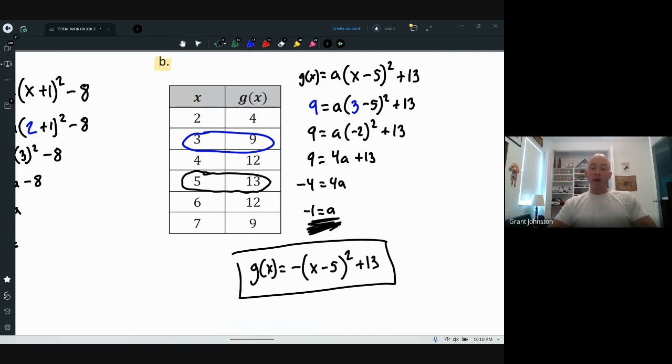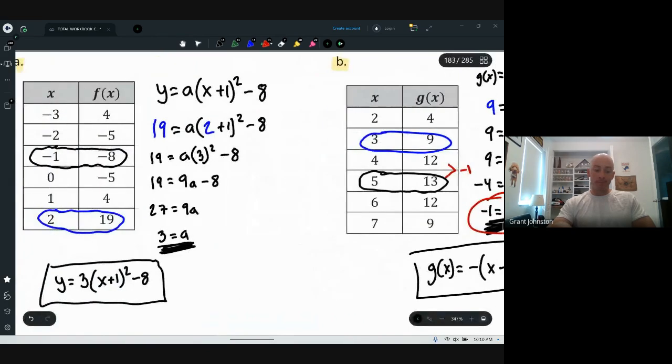Okay. Let me show you a little pro tip. If you made it this far in the video, here's a little pro tip. Finding that a value, you can sometimes just see it in the table. And you might be mad at me for showing you this now. But if 13 is our vertex and you displace 1 from the vertex, look how much that went from 13 to 12. Didn't that go down 1? And the a value is negative 1.